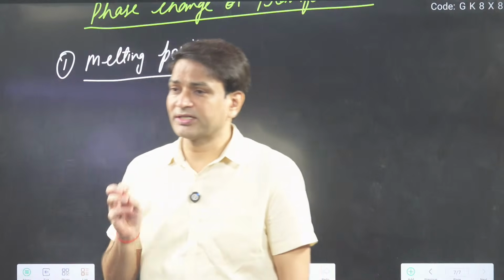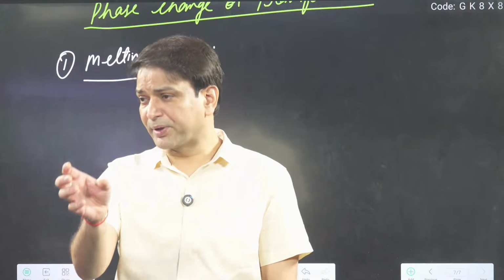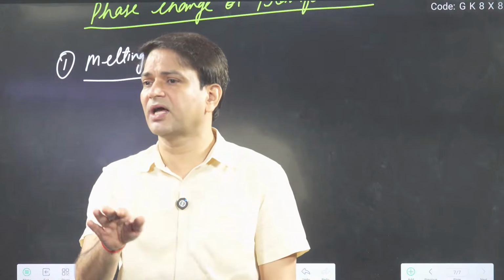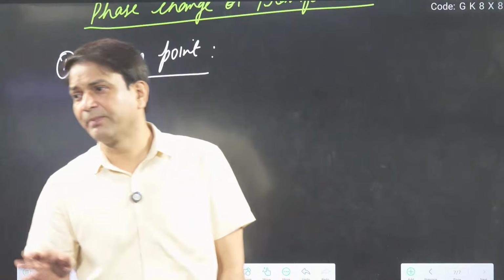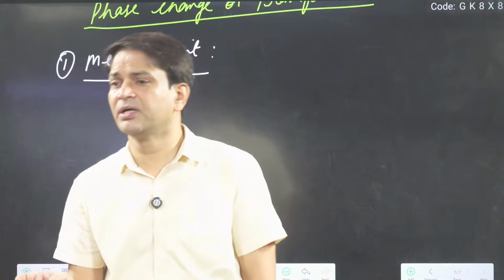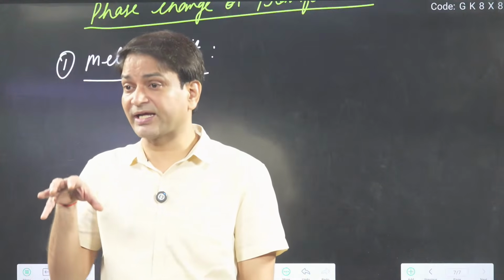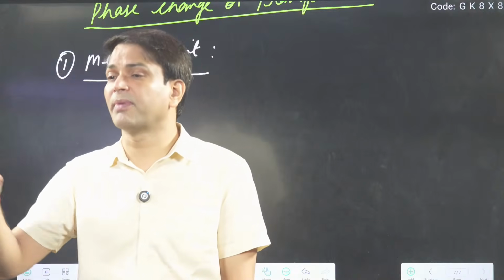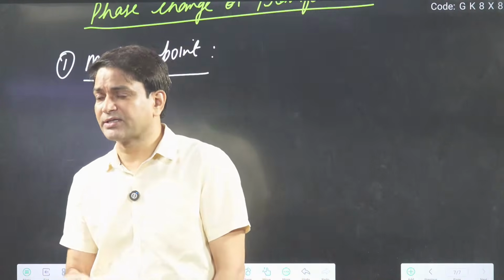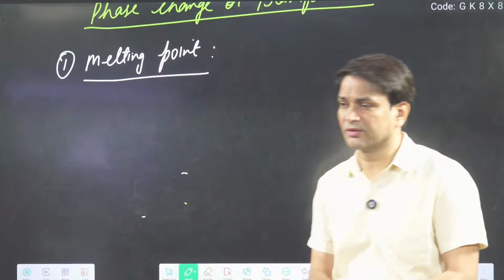Okay. So what is the definition of the melting point? The temperature at which solid and liquid states exist in thermal equilibrium, that temperature is called the melting point. Solid and liquid state means like ice and water. What is the meaning of thermal equilibrium? Both temperatures are the same. So the temperature at which solid and liquid states exist in thermal equilibrium is called the melting point.